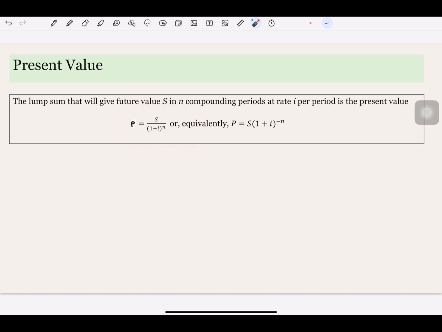Here P represents the present value and S represents the future value, which means the amount that you want in the future, and I represents the interest per period. So let me write that. I represents the interest per period.